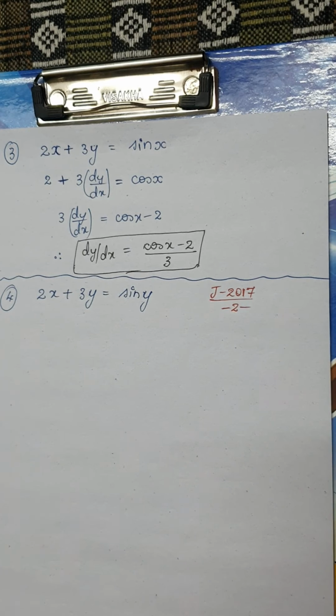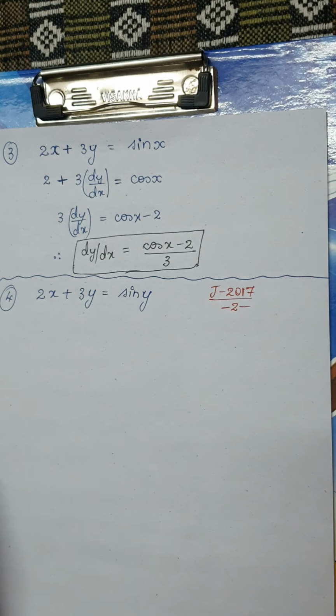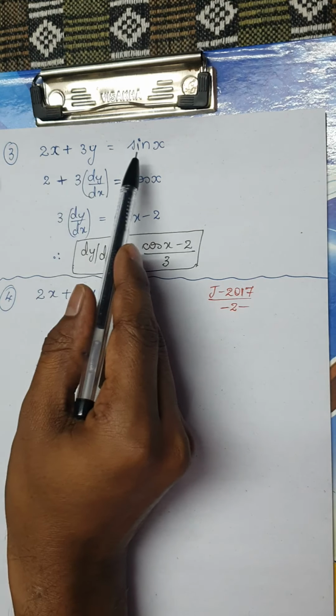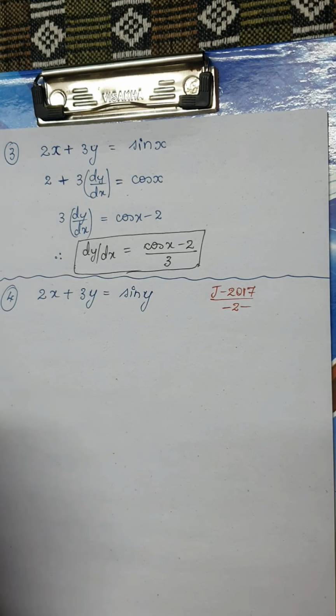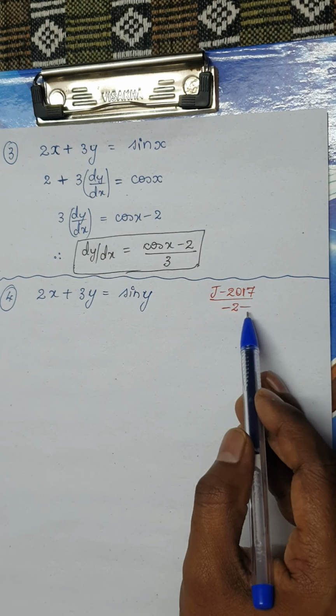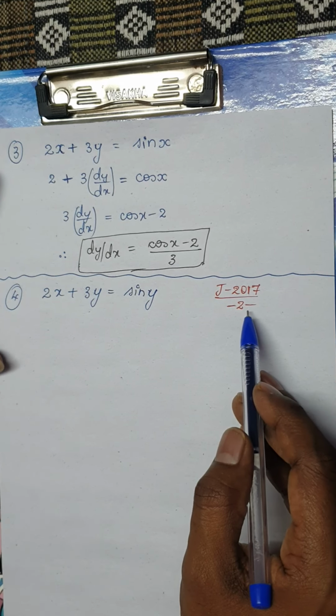Now look here, the next question is very similar to the previous question, only one change is, there I have sin x, but here I have sin y. So this question was asked in the year July 2017 for 2 marks. Okay, let us differentiate it.